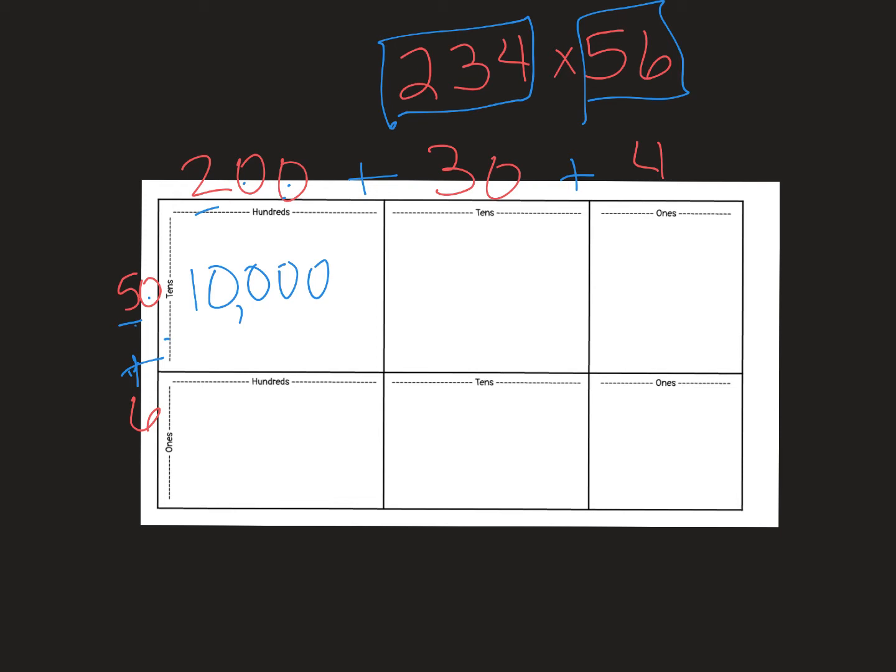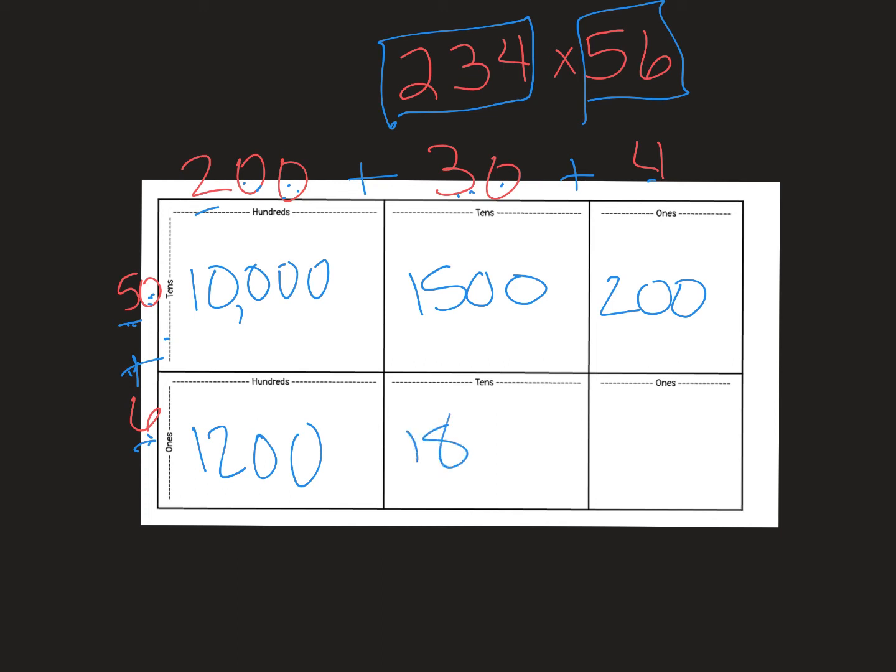Now I take the 50 from over in the 30, and 5 times 3 is 15, and I count 1, 2 zeros. And then I have 4 times 5 is 20. I have 1 0. So now I'm going to go down and I'm going to be doing the 6 times the 2 is 12. Add the 2 zeros. The 6 times the 3 is 18. 1 0. The 6 times the 4 is 24.